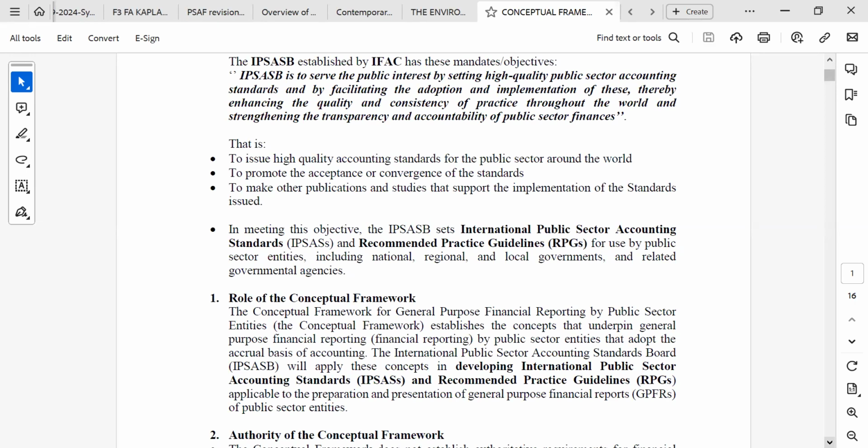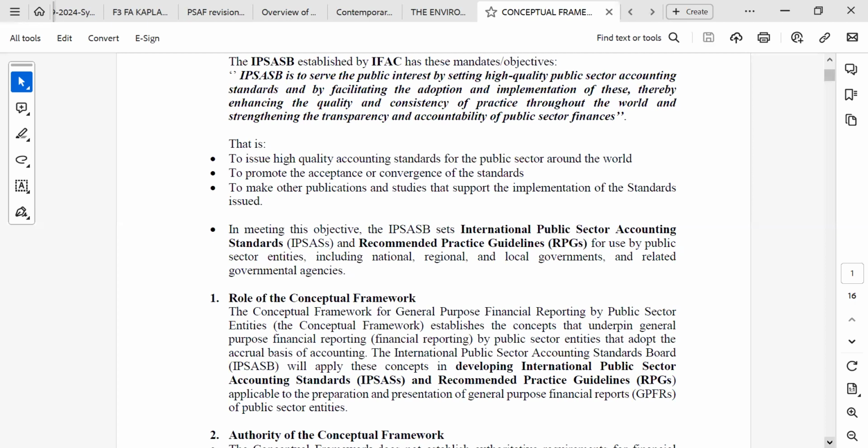All right. So the conceptual framework for general purpose financial reporting by public sector entities establishes the concepts that underpin general purpose financial reporting by public sector entities that adopt the accrual basis of accounting. So in the public sector in Ghana, we are moving towards the adoption of the accrual basis. Although some of the institutions are still using the old cash basis, most of them are now moving from the cash to the accrual basis. And that is why you see financial statements in the exam and they will ask you to prepare them based on the accrual basis.